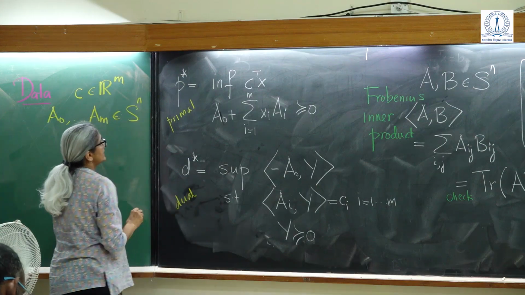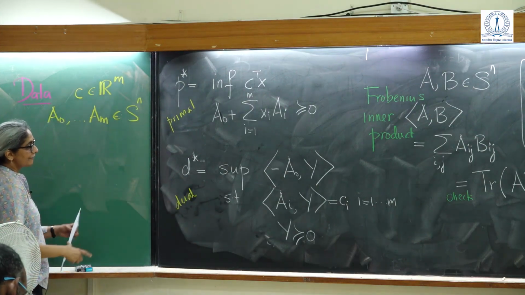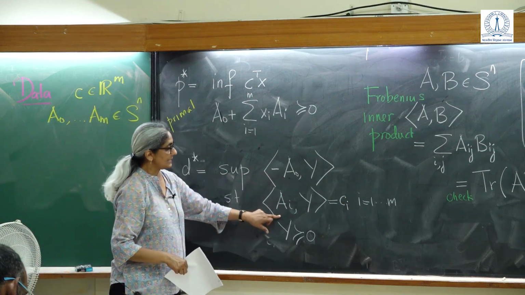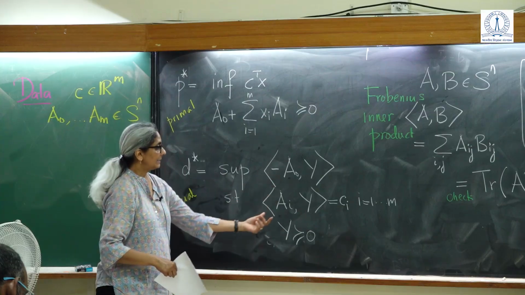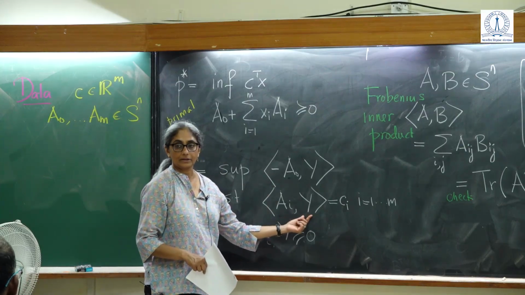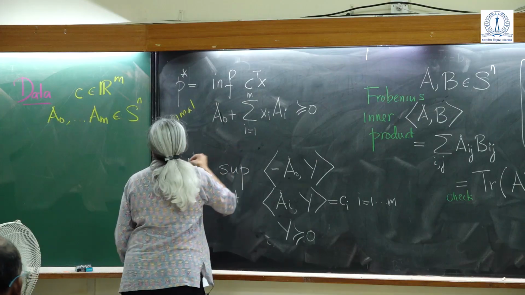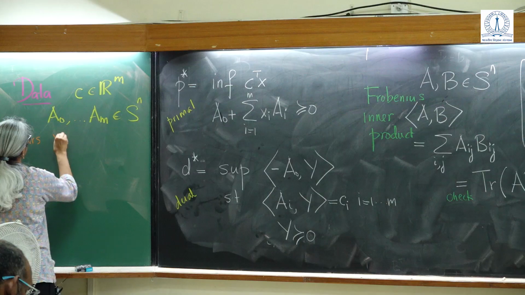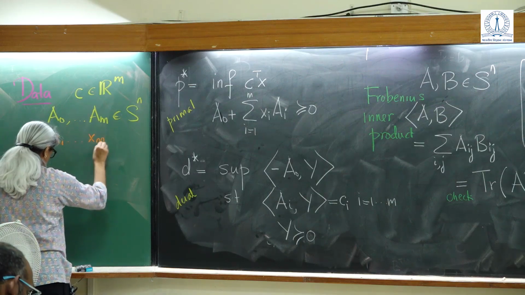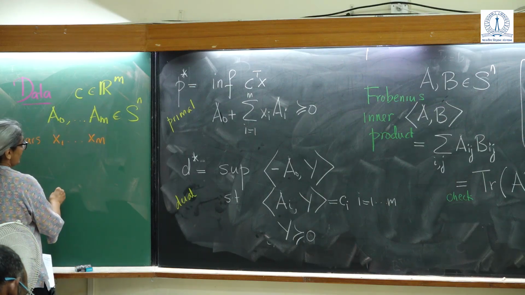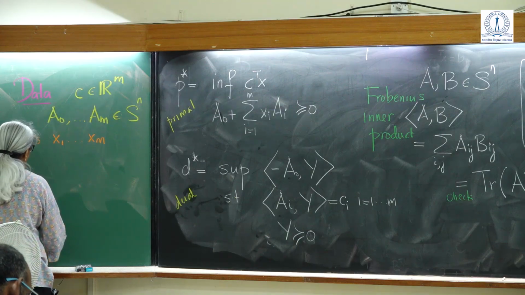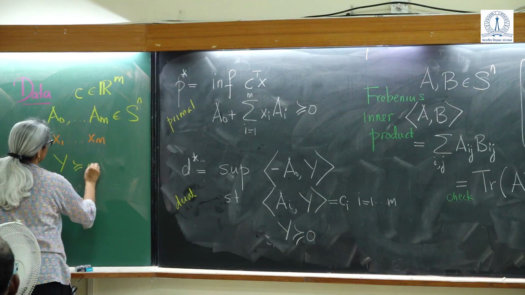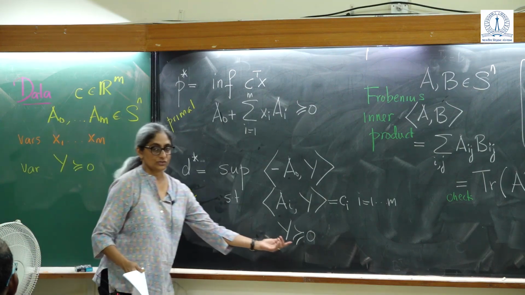Okay, and so that's the data we get. And then from that data, we're constructing another problem where it's the same A0 and Ai that's getting used, but now there's a new variable called Y. In the primal, the variables are x1 through xm. And in the dual, the variable is Y, which is required to be a PSD matrix. That's actually one of the constraints on it.